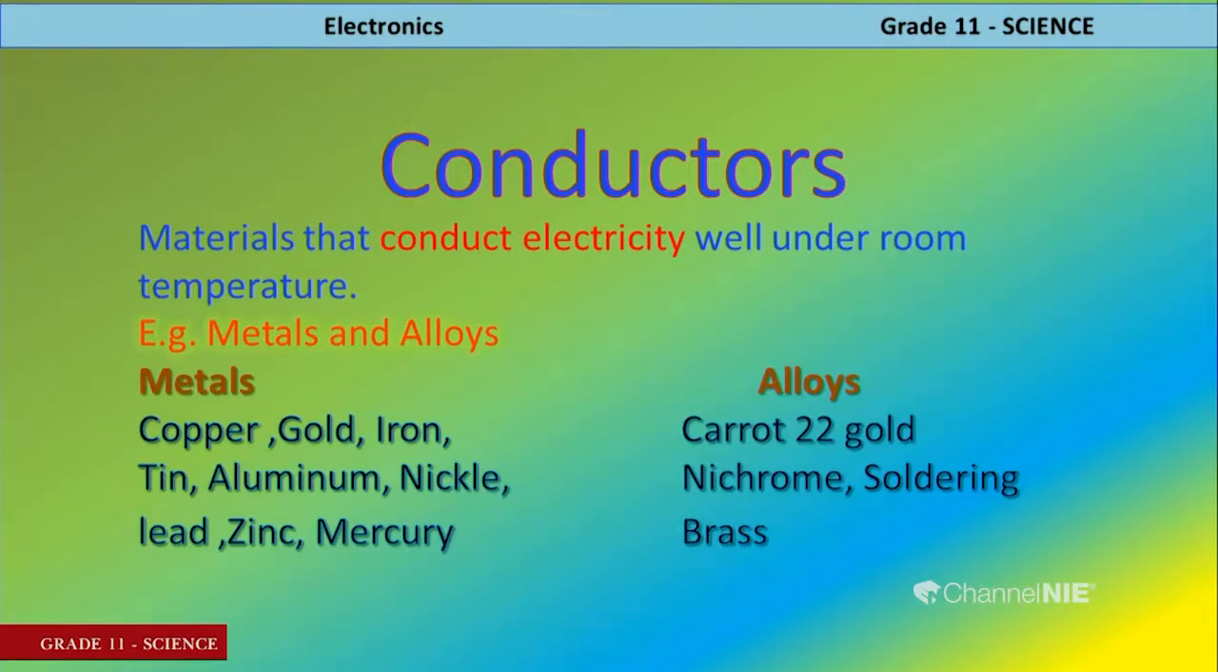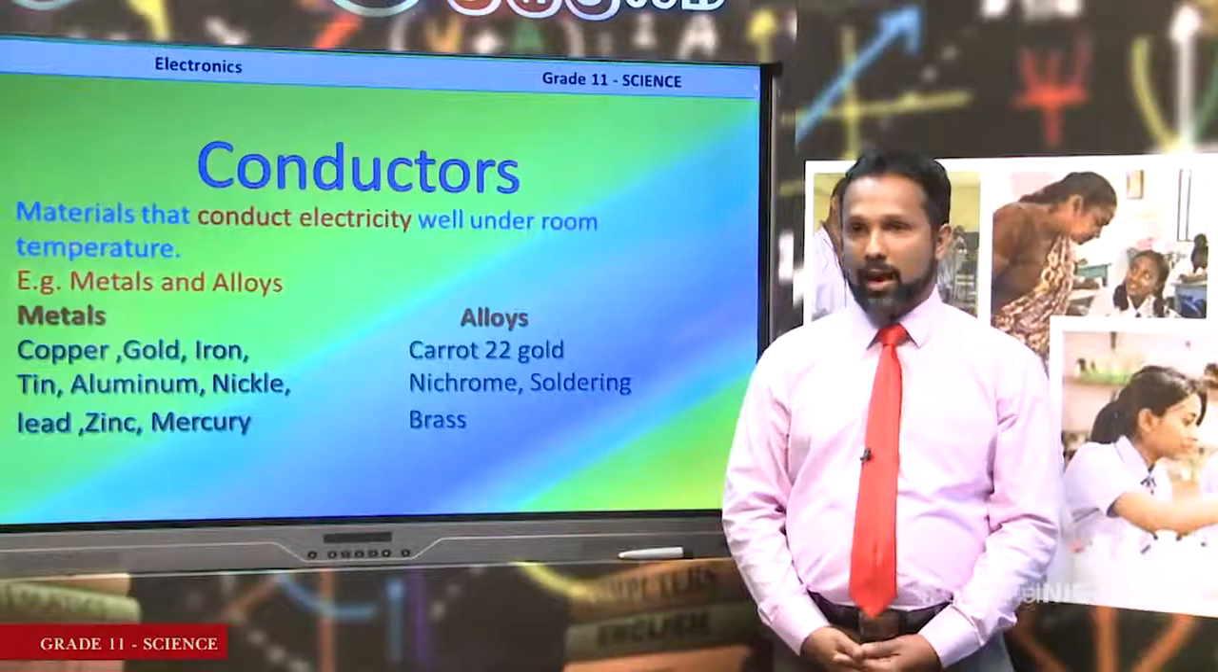What are the examples for conductors? Can you remember? Right. You can watch the examples. Metals and alloys are the common examples for conductors. What are the examples for metals? Copper, gold, iron, tin, aluminium, nickel, lead, zinc, and liquid mercury. Those are the examples for metals. What are called alloys? Alloys are mixed metals. We know 22 carat gold, nichrome, which is made up of nickel and chromium, solder, and brass are examples for alloys.